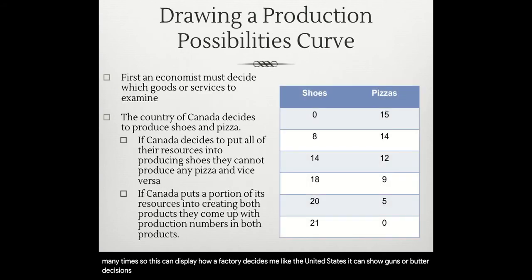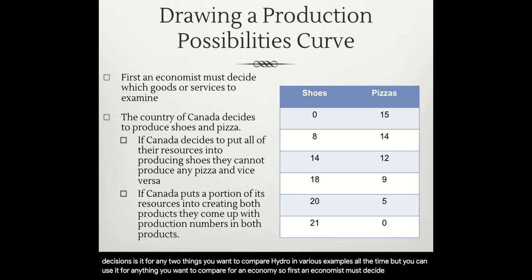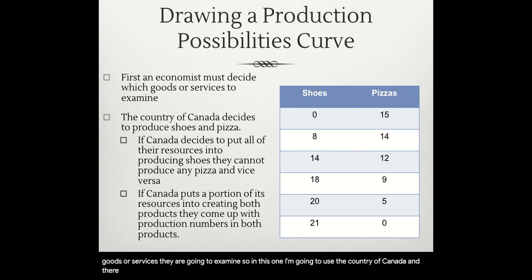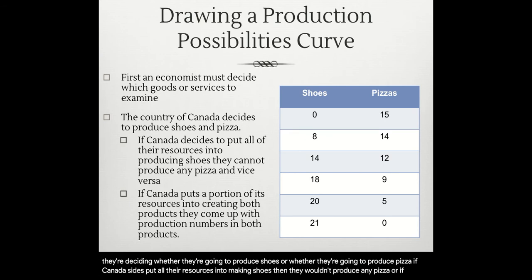Really, you can use it for any two things you want to compare. I throw in various examples all the time, but you can use it for anything you want to compare for an economy. So, first, an economist must decide which two goods or services they are going to examine. In this one, I'm going to use the country of Canada, and they're deciding whether they're going to produce shoes or whether they're going to produce pizza. If Canada decides to put all their resources into making shoes, then they wouldn't produce any pizza. Or if they decided they're going to make all pizza, they wouldn't be making any shoes.